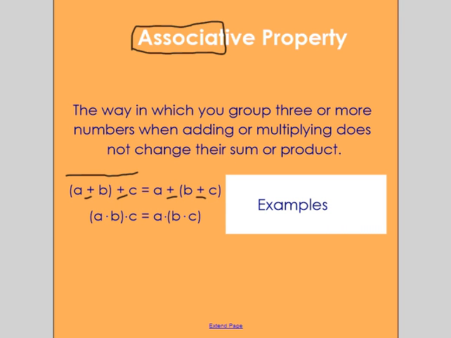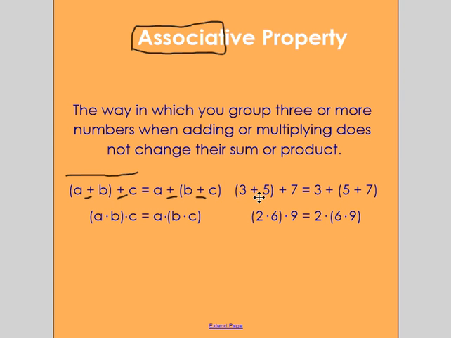If there is subtraction thrown in there, it will. So you have to change subtraction to addition. An example, 3 plus 5 plus 7 is going to equal the same thing as 3 plus 5 plus 7. All you do is change where the parentheses are. Okay, it's all about the parenthesis symbols for the associative property.